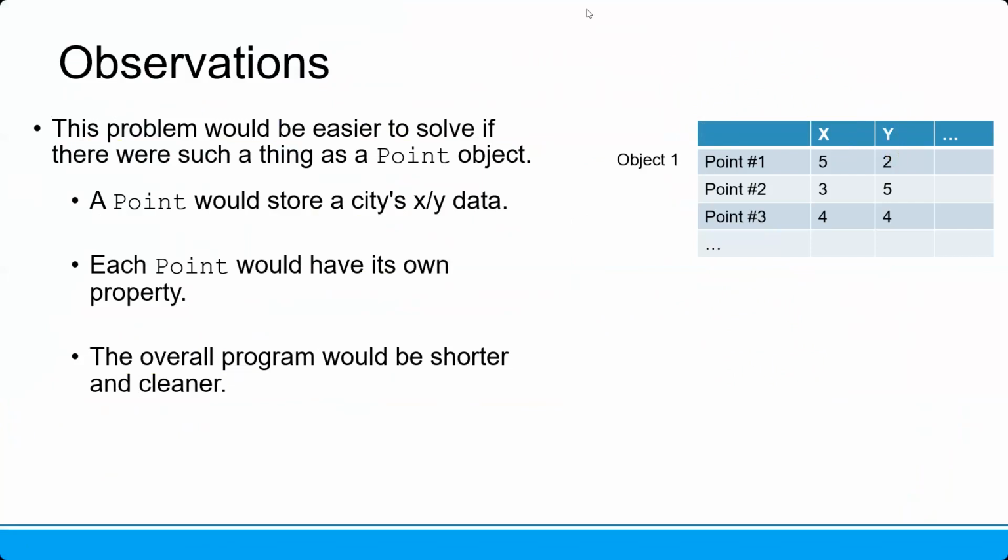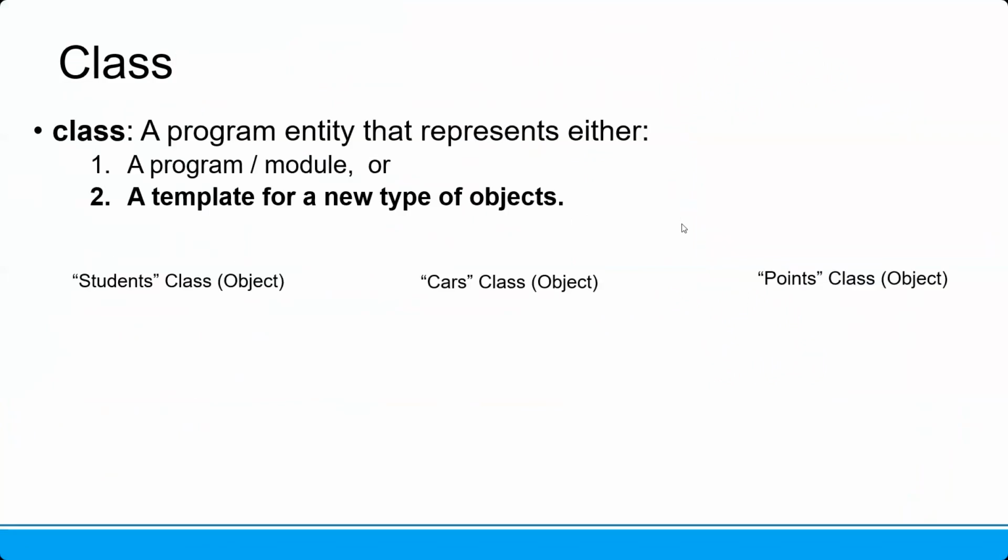So we can say that this is an object. Point 1 is an object, so we call it object number 1. Point 2 is another object, object number 2. Point number 3 is another object, object number 3. Then we can make a class. What is a class? A class is a program entity that represents either a program or module.